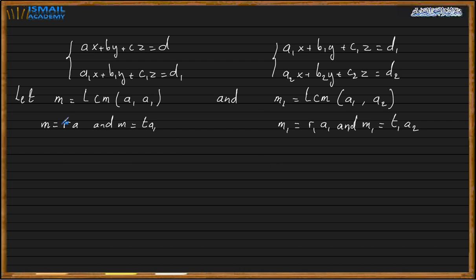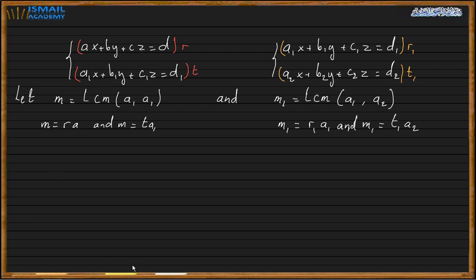So what I do here, the number that times A gives me M, I multiply the first equation by that number. And the number that times A1 gives me M, I multiply that number into the second equation. So here I will multiply by R, and here I multiply by T. For the second one here, I will multiply this one by R1, and this one by T1. So when I have R times A, I will substitute it by M, and when I have T times A1, I will substitute it by M. In that case, I will have the same coefficient for the same variable, so I can eliminate the x.